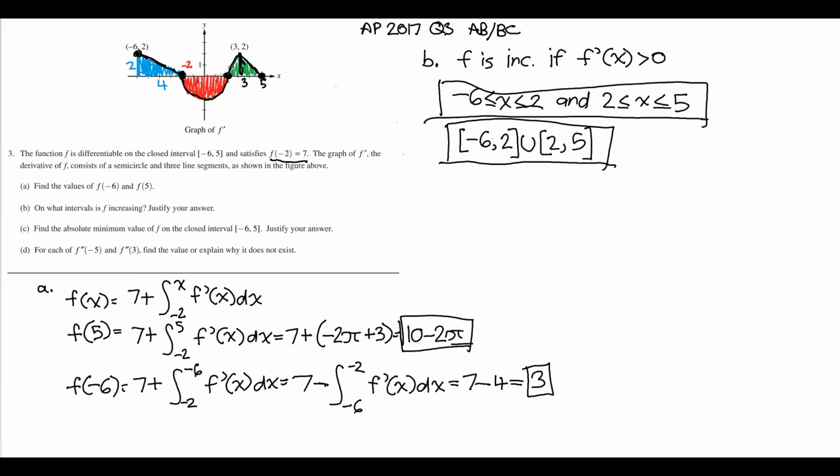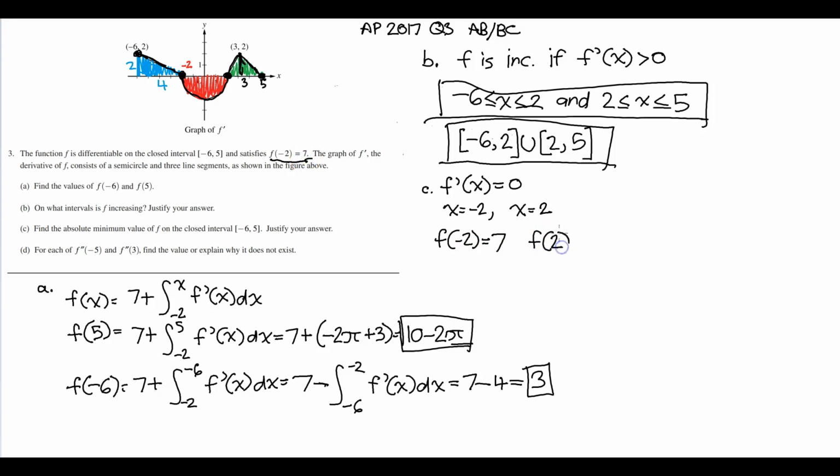So what are some critical points? That is when f prime of x is equal to 0. So we can have x equals -2 and x equals 2. Now, x equals -2. What do we get? Well, if we find f of -2, that's equal to 7, just from the information.